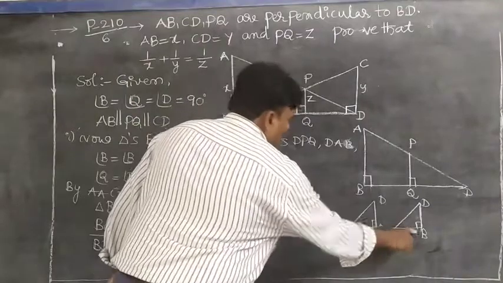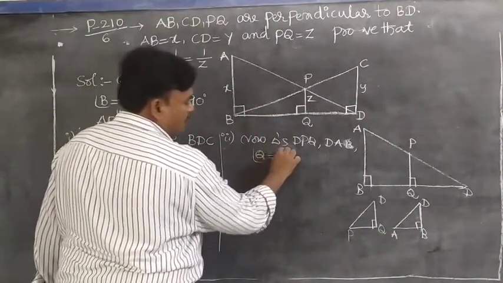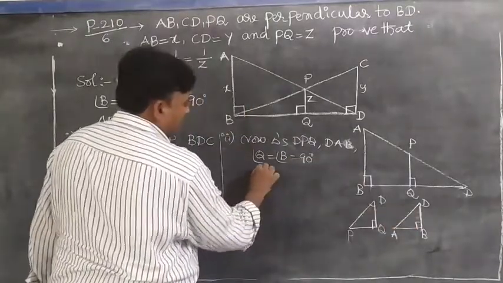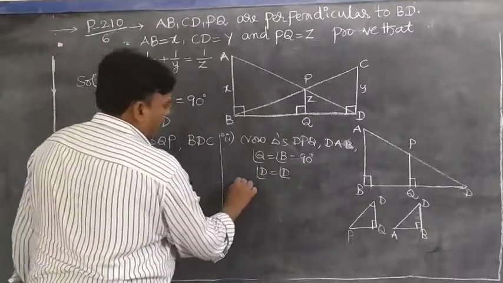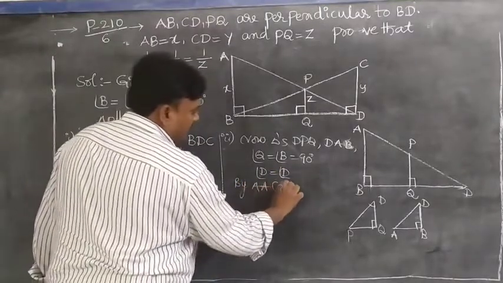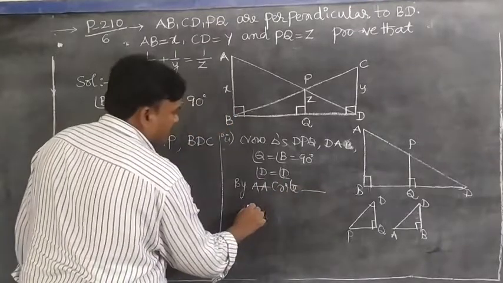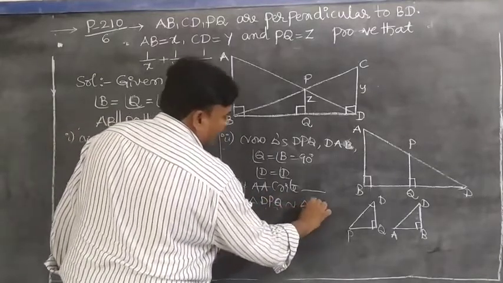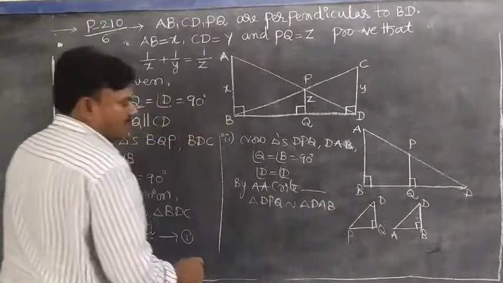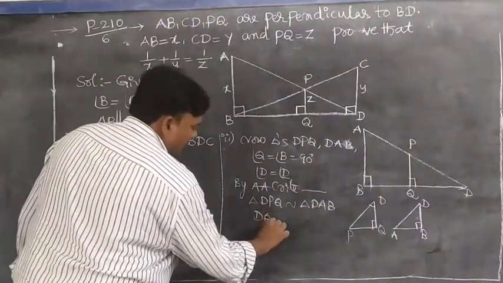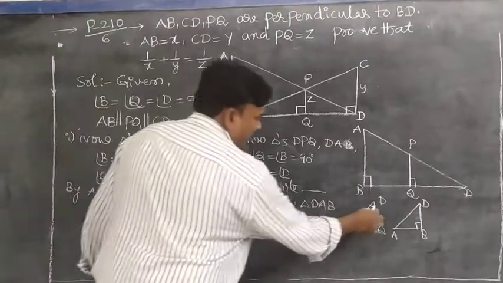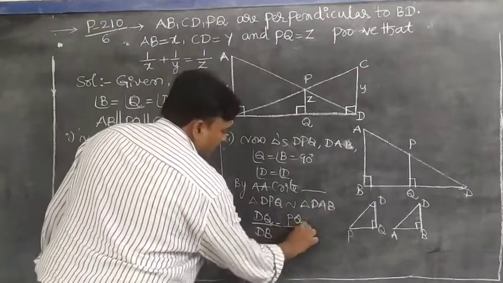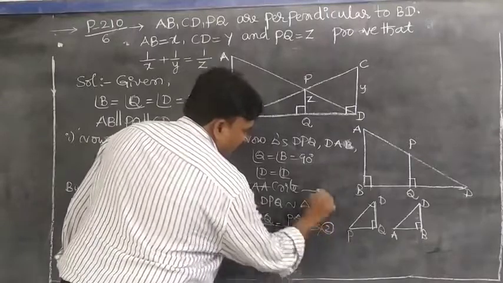So angle Q equal to angle B, which is equal to 90 degrees. In both triangles, angle D equal to angle D. Therefore, by the AA criterion, triangle DPQ is similar to triangle DAB. Yes, now we take the ratio: DQ by DB equal to PQ by AB, which is equation number 2.